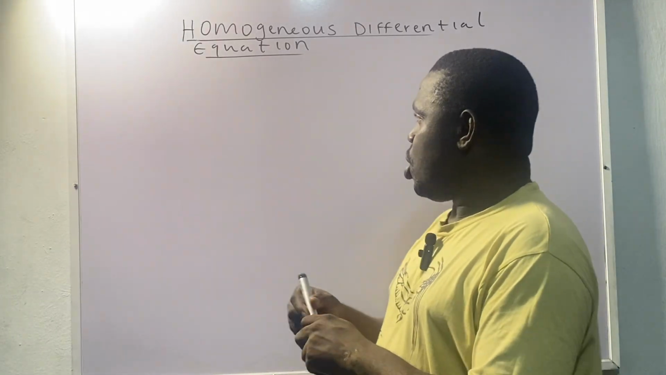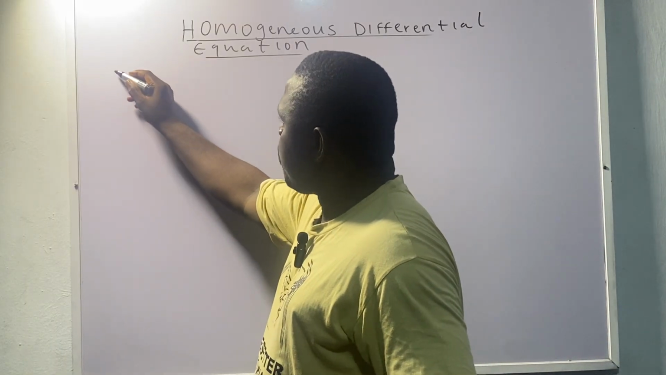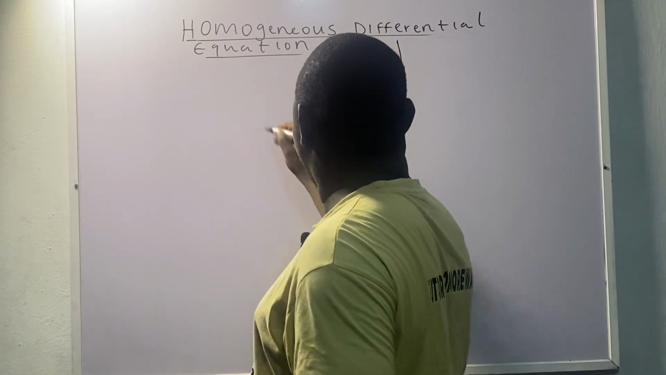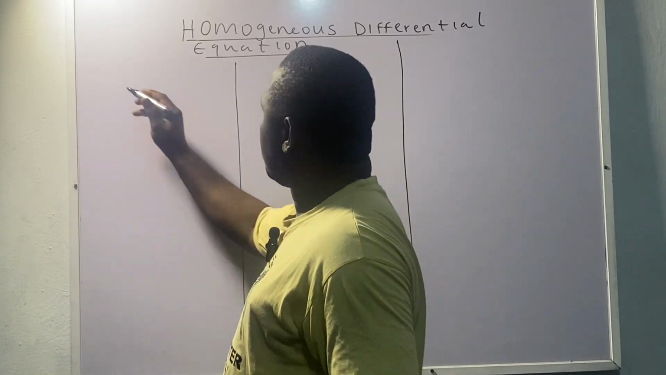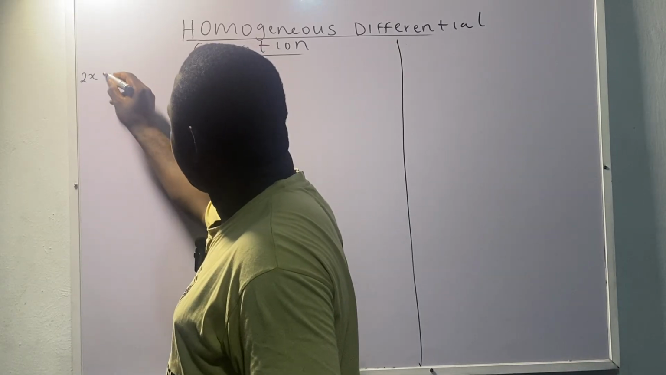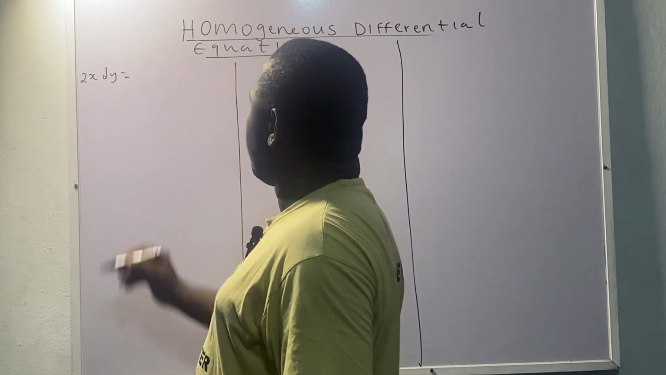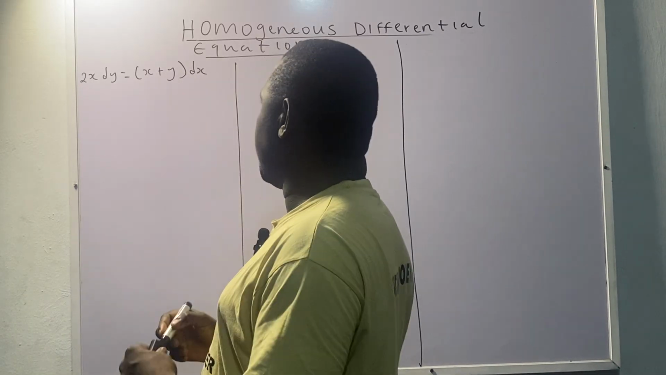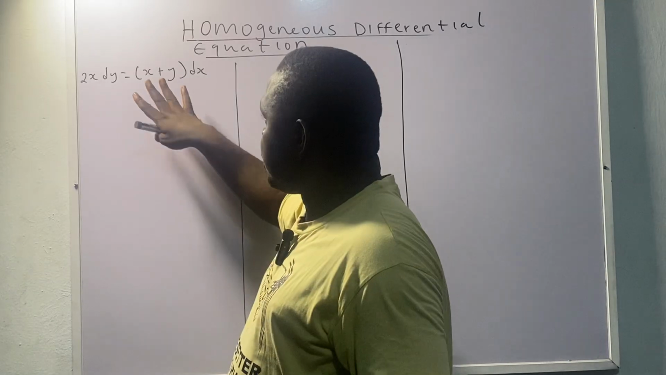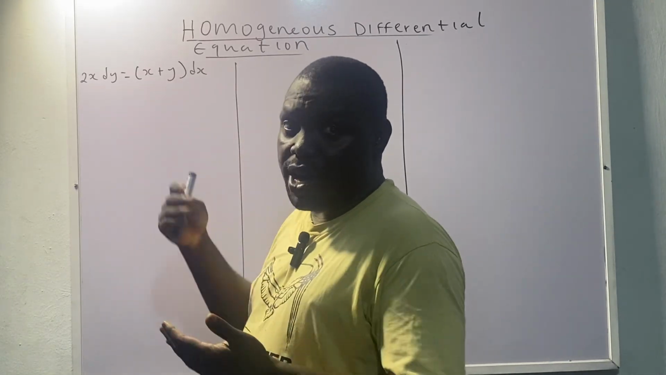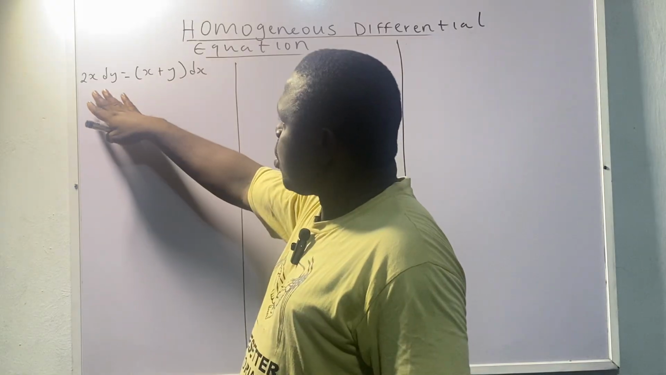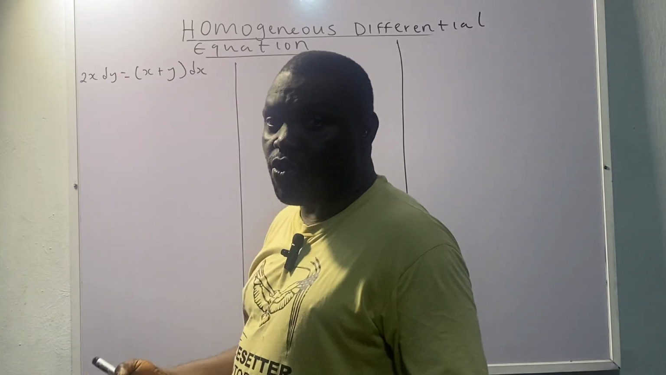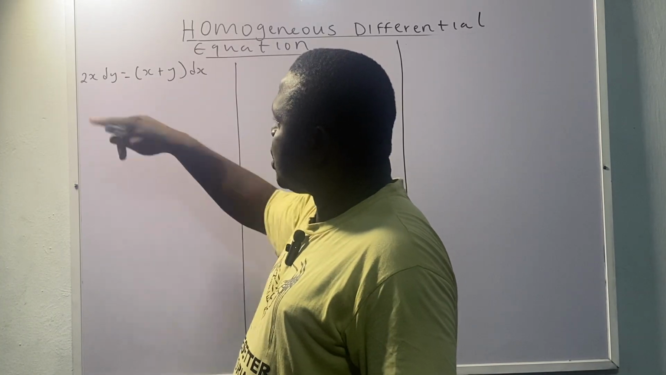Of course, you know that if you're given an expression like this, for example, let's say you're given 2x dy equals (x plus y) dx, and you are asked to solve this differential equation. You cannot use separable variable. No, you can't. You can't even separate what is here. That's not possible. Neither can you use integrating factor.